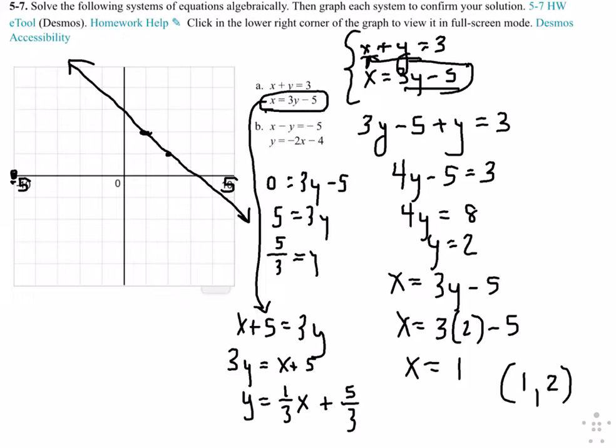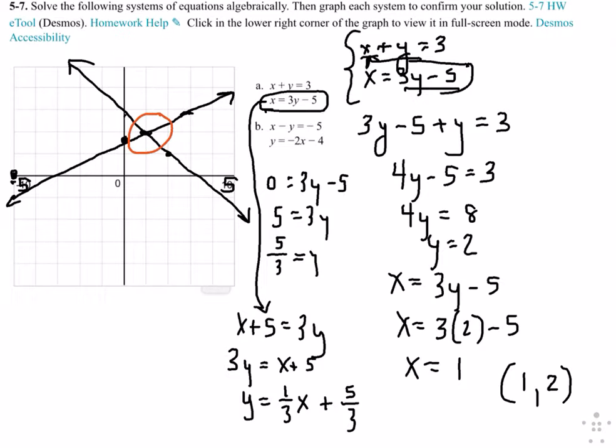So the y-intercept is 5/3, so that's almost 2. That's here. And then it's up 1 over 3. Up 1 would bring me to here. Over 3, 1, 2, 3 is here. And we draw a line through it. There's our line through it. And yes, we do get that as our intersection point.